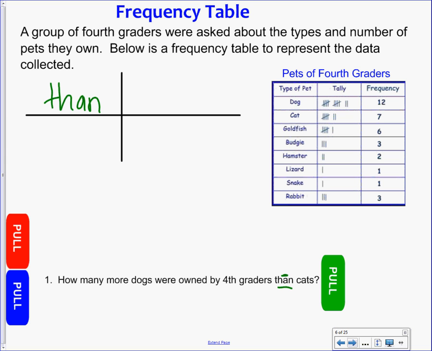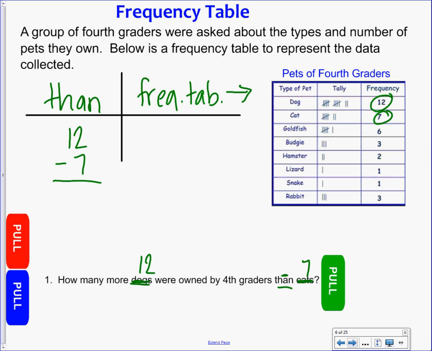I have them use the cross off plug in strategy. So dogs, I would cross it off, and dogs is 12, so I would plug in 12. Cats was 7, so I'd plug that in. Oh, sorry, I forgot my details, which is just frequency table, and they can abbreviate that, or they could draw an arrow pointing to the frequency table. In our strategies, we would do our subtraction, 12 minus 7, which is 5, so it would be 5 more dogs than cats.